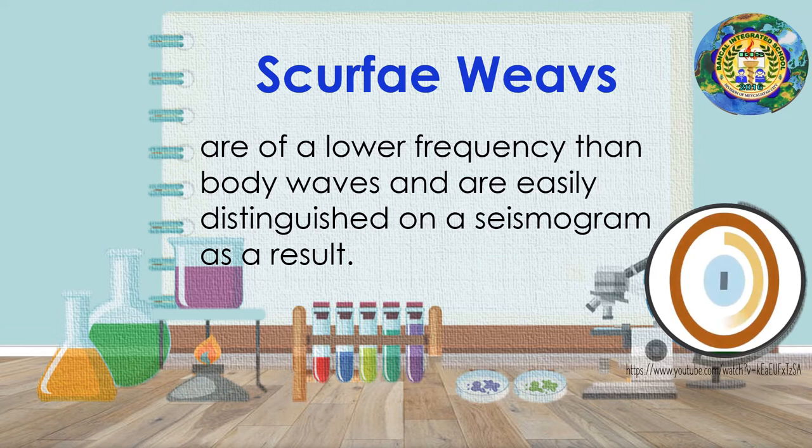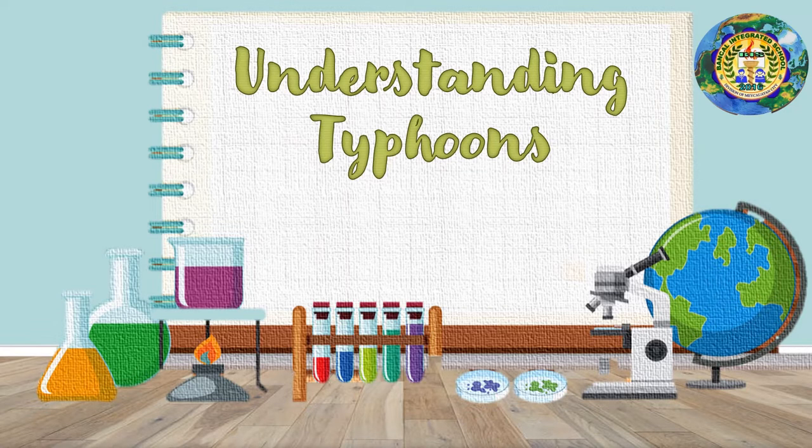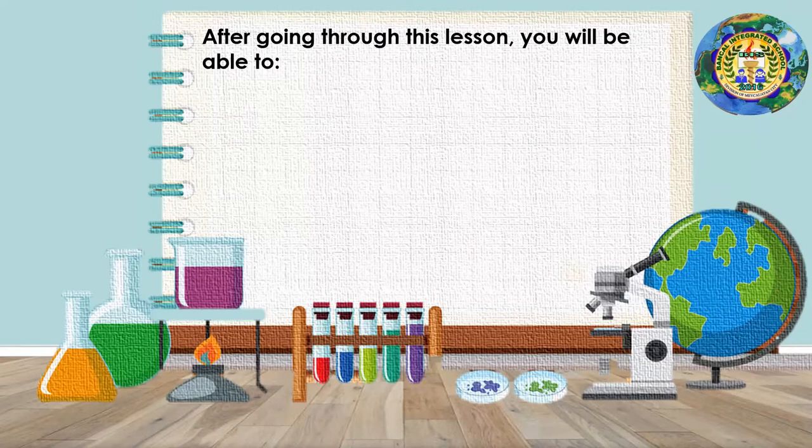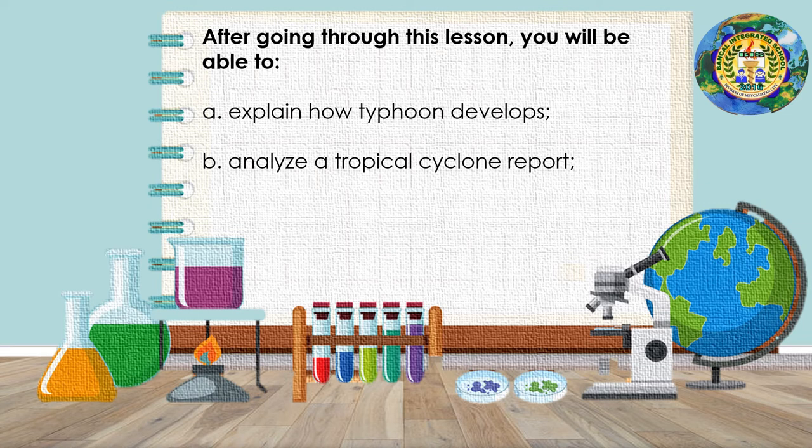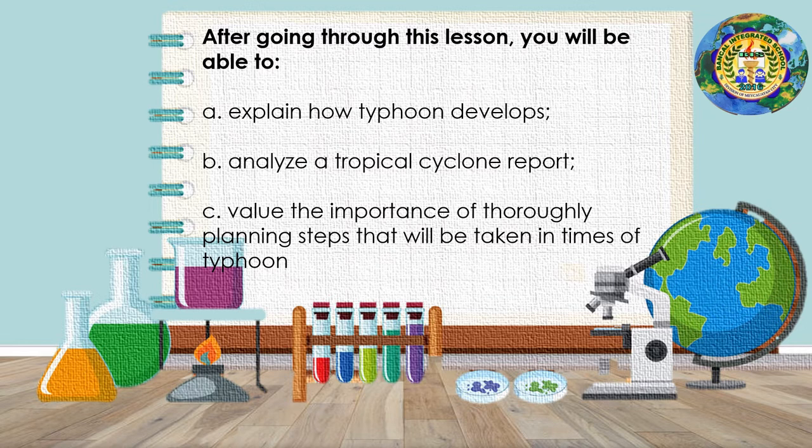I know that you are all ready for our lesson for today, which is about understanding typhoons from your learning activity sheet in Science, Quarter 2, Week 5. After going through this lesson, you are expected to explain how a typhoon develops, analyze a tropical cyclone report, and value the importance of thoroughly planning steps that will be taken in times of typhoon.